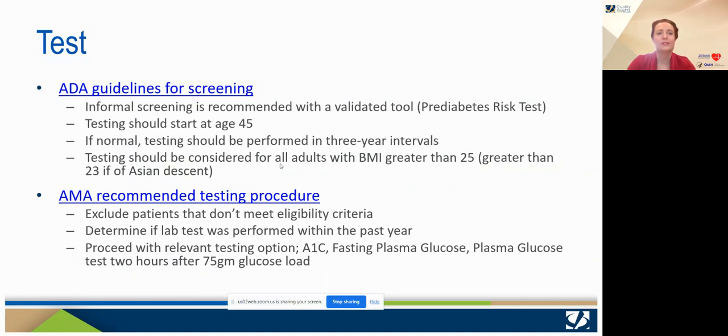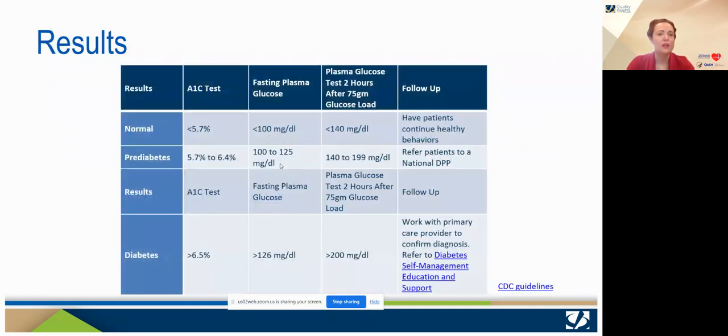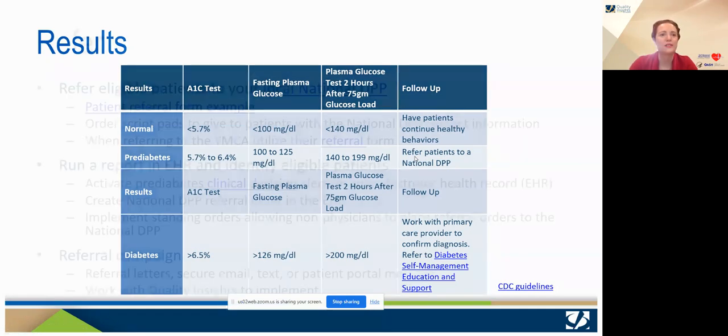Here we have some guidelines from the ADA and the AMA around testing procedure. There are active links here if you want to dive deeper into them, if you want to look at how you can adjust them to your practice. And here we have the different types of testing. So we have the A1C, we have the fasting plasma glucose, we have the plasma glucose test 2 hours after glucose load. And if we look at prediabetes, we see the ranges for these tests. And of course, the referral piece.